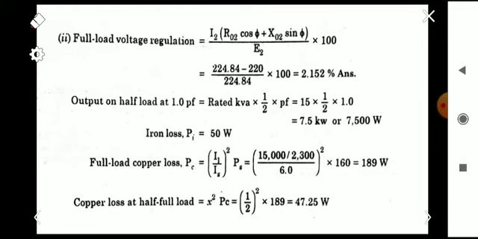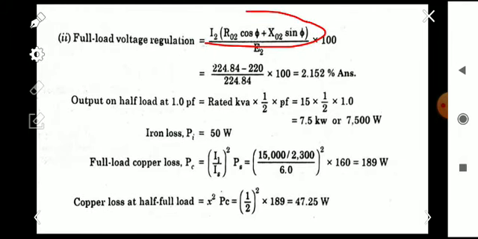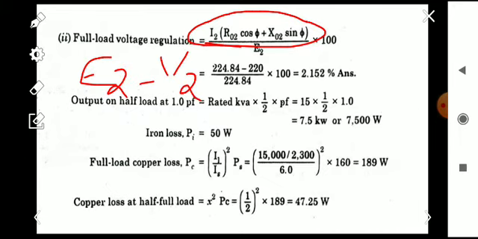The full load voltage regulation equation can be written in two methods. One is I2 R0 to cos phi plus I2 X0 to sin phi, divided by E2. This one is actually the loss in a transformer, so it is also obtained by E2 minus V2. So regulation can also be written as E2 minus V2 by E2. Here we have already found all these values: E2 we have found, V2 we know, and I2 R0 to cos phi, X0 to, all that we have already found. So we can use either of these two equations for finding the full load voltage regulation.